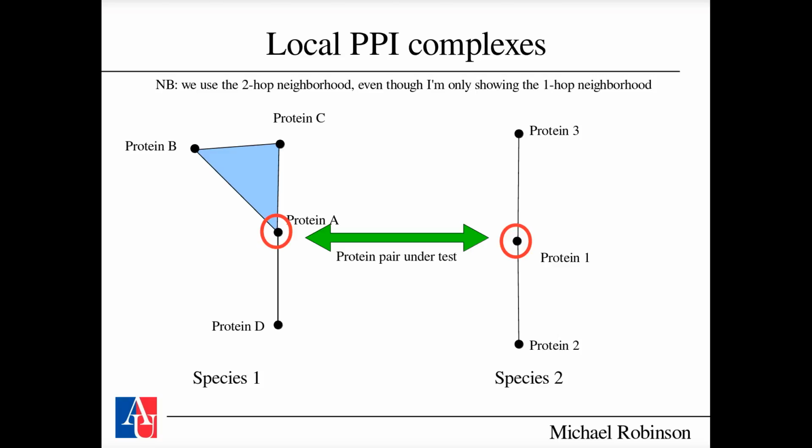And what we're going to do is come back to our protein-protein interaction networks. In our algorithm, we actually use the 2-hop network.